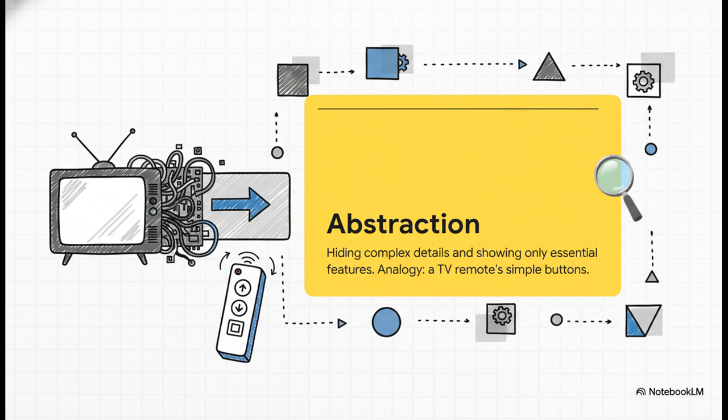The perfect example is your TV remote. You just see a volume up button. You press it, the volume goes up. Simple. You have no idea, and you don't need to know, about the circuit boards, the infrared signals, or the complex code making it happen. You just get the simple button that works. That's abstraction in a nutshell.